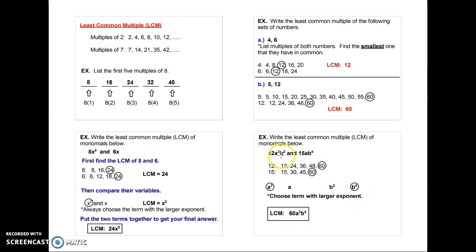Then I look at my b variables. I have a b to the second and a b to the fourth. So again, I am pulling out the larger of the two, which is the b to the fourth. Okay, so your final answer when we combine all of that together is 60, a to the third, b to the fourth.